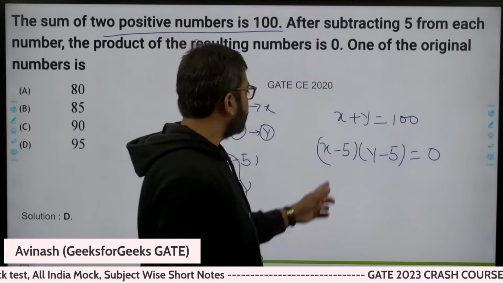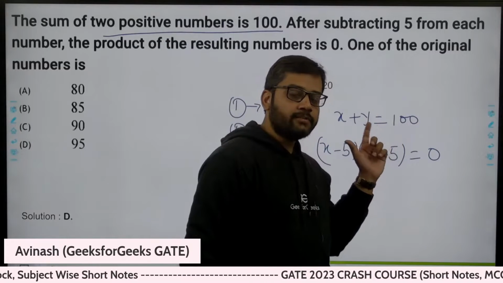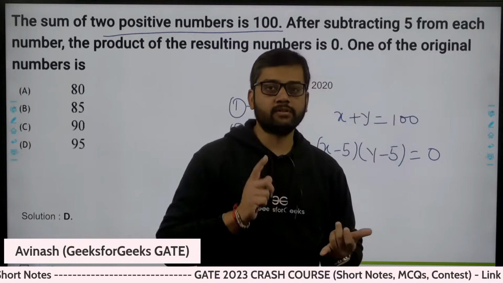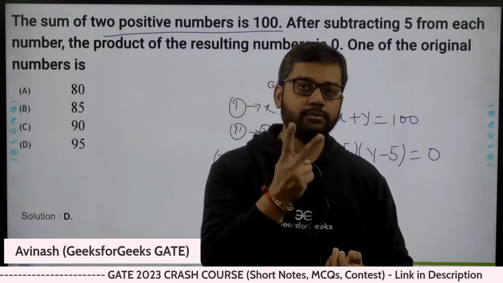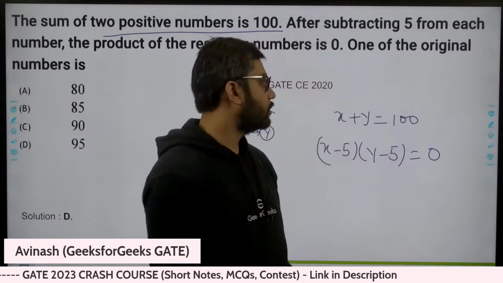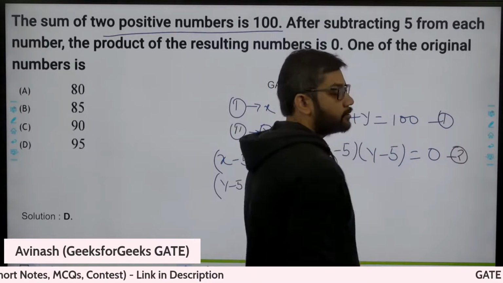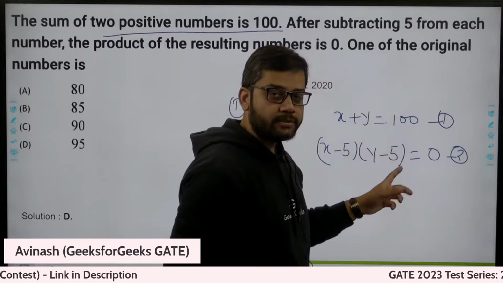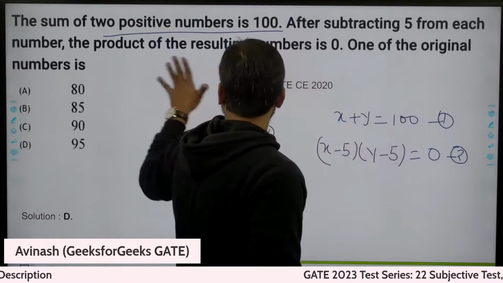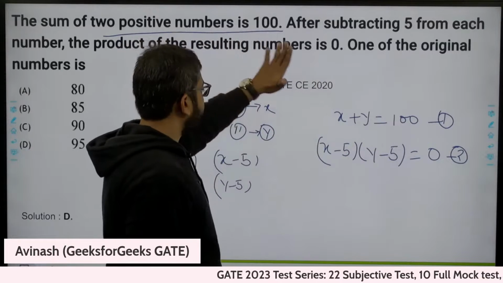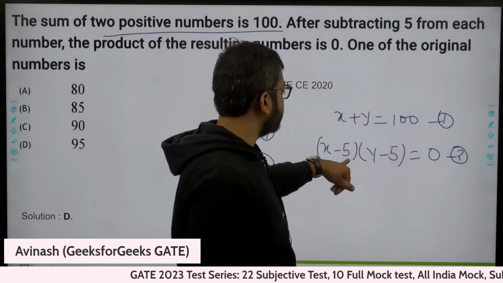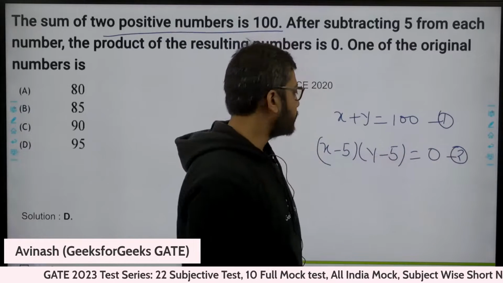So we have now two linear equations in two variables. Once you have linear equations in two variables, at least two equations are needed to solve them. Here x and y are the two variables. Making these equations will take 30 seconds only. Two positive numbers, x plus y is equal to 100, and (x minus 5)(y minus 5) is equal to 0.